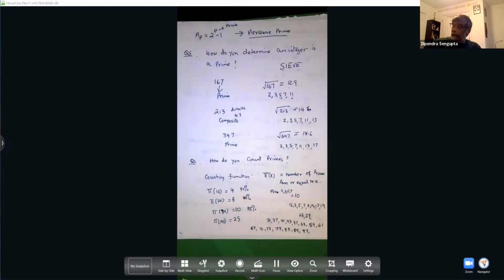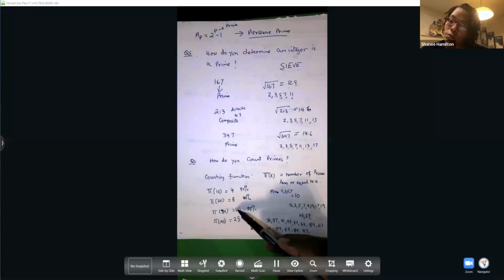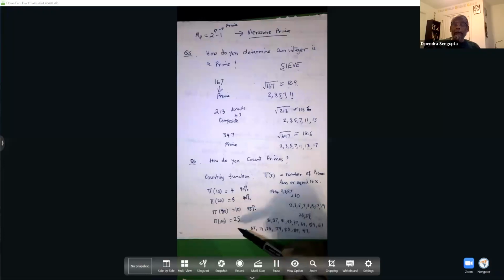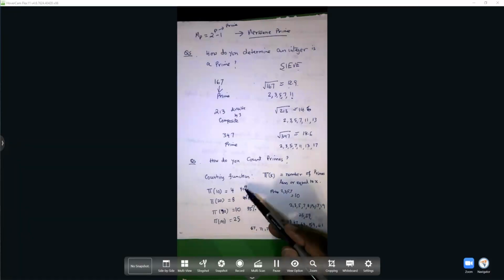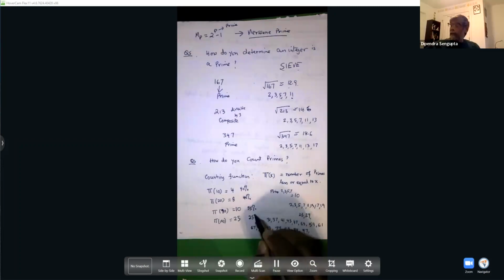What do you see here? As the number gets larger, the percentage of primes less than or equal to that number is what? Getting smaller. You start with 40%, this one 40, the next one is 33, and this is how many percent? 25, right? So as the number gets larger, the proportion of primes less than or equal to that gets smaller and smaller.